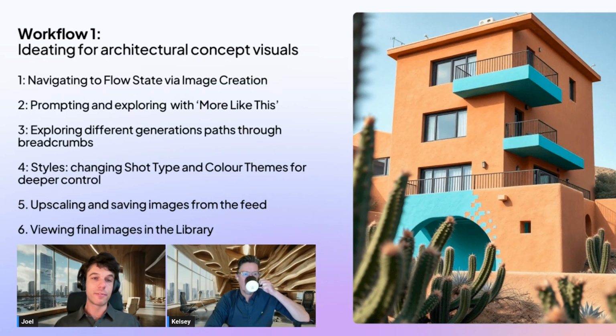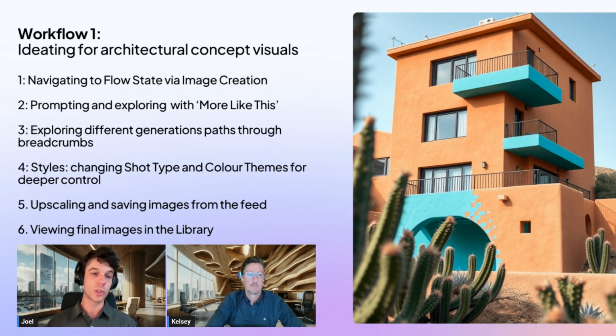Okay. So this one will look at ideating for concept visuals. We're going to start in flow state, which is a reasonably new mode of image creation that is great for creating concepts. And then we're going to work on some different modes of prompting and exploring using the more like this function. And then finally, we'll look at different generation paths using the breadcrumbs, explore the different styles, and then look at upscaling and saving images from the feed.